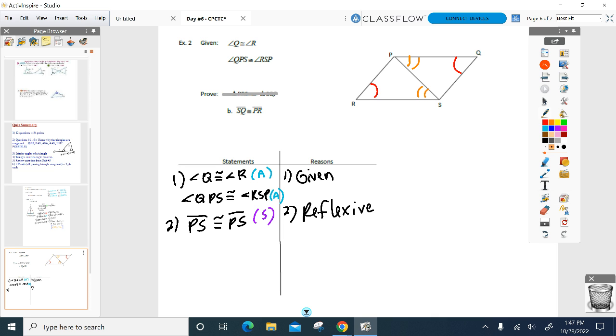So that gives me a pair of sides. I guess maybe the toughest part of this proof is the method. Now that I have two angles and a side, is it going to be angle, angle, side, or angle, side, angle? I want to make sure I'm clear on this.